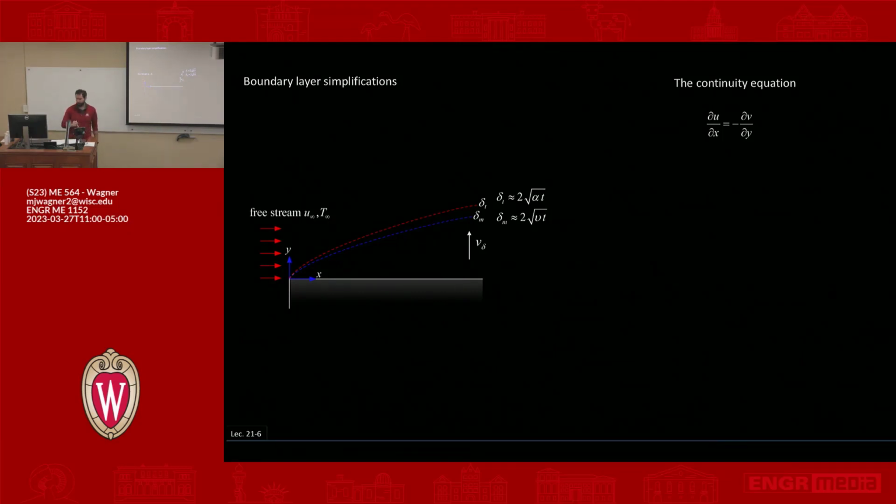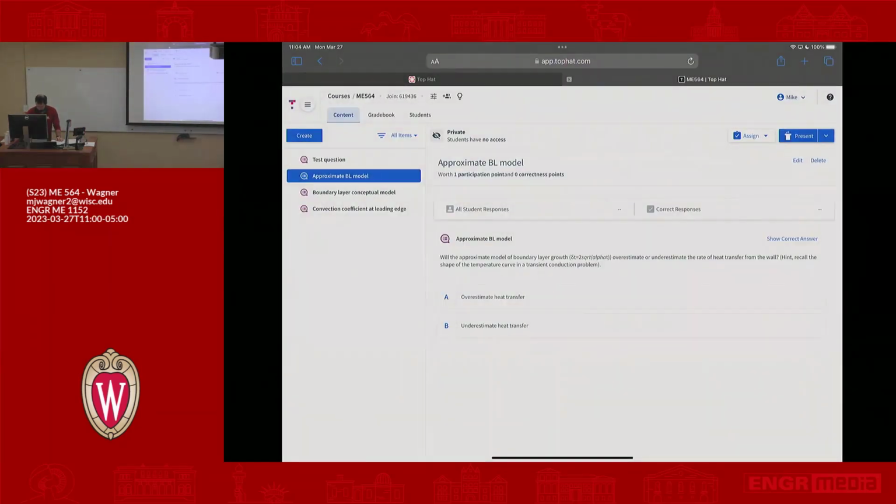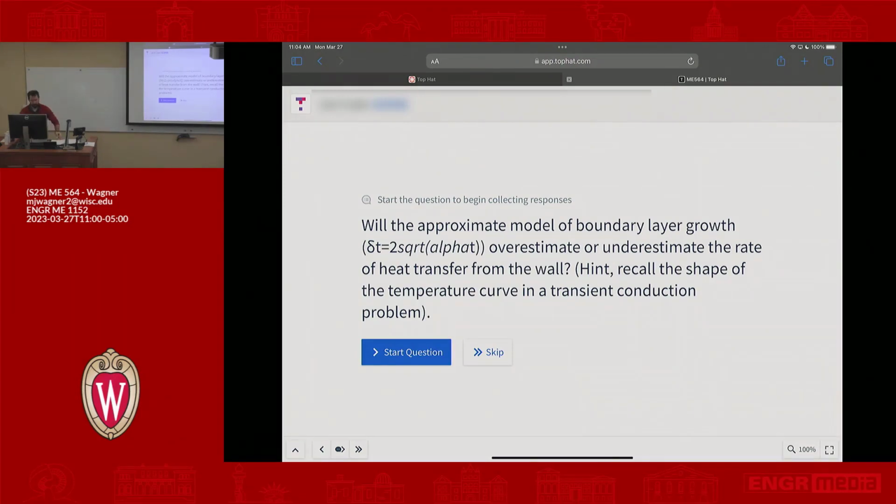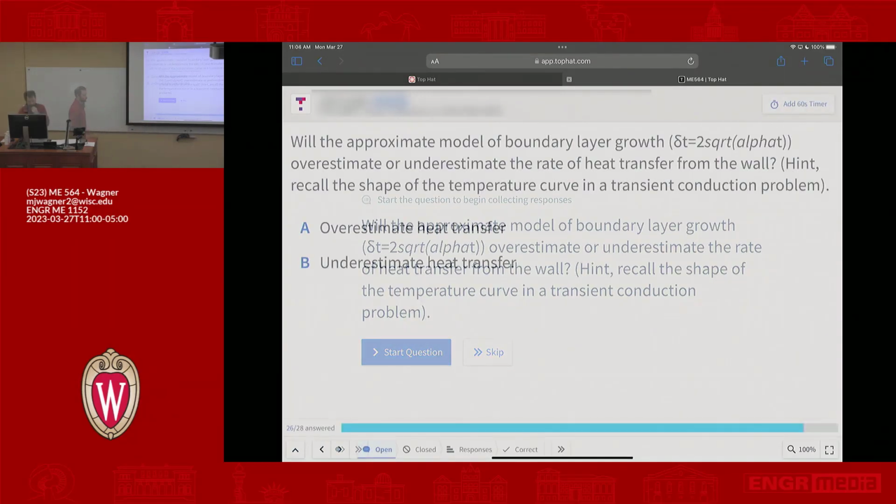So the question that I have for you in Top Hat is as follows. Thinking about this model, will the approximate model of boundary layer growth, delta t equals 2 times the square root of alpha times t, sorry, that didn't render very well, overestimate or underestimate the rate of heat transfer from the wall?